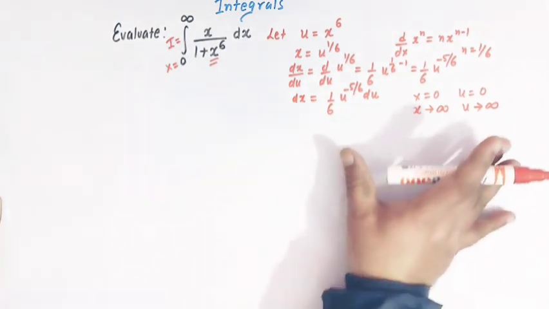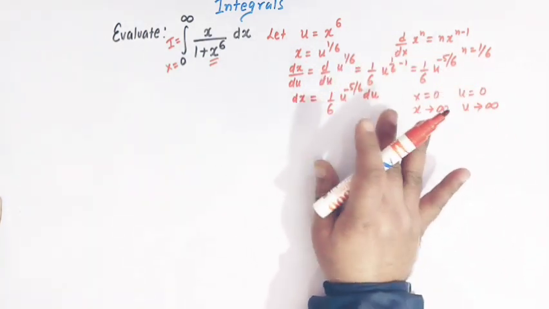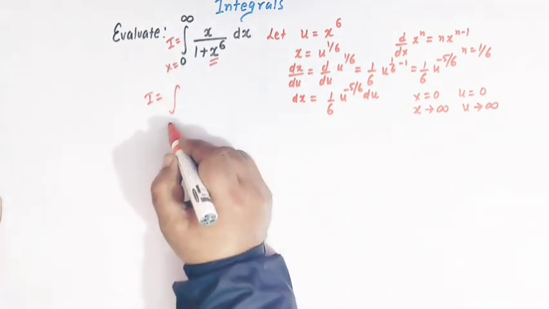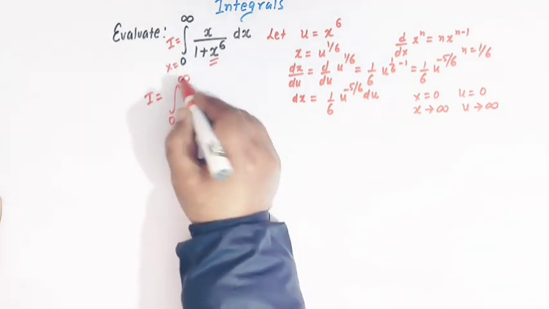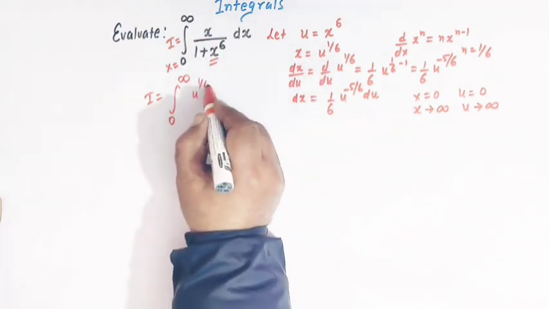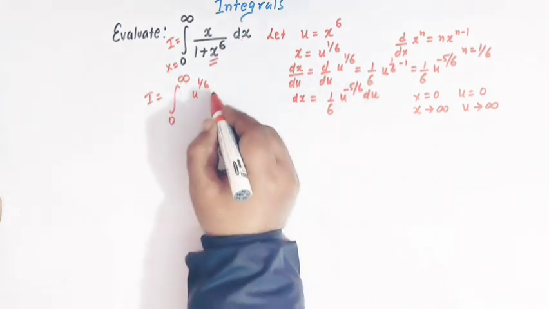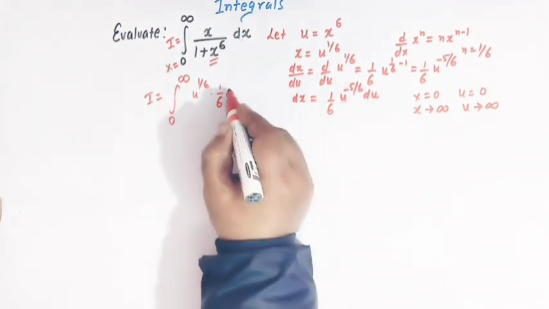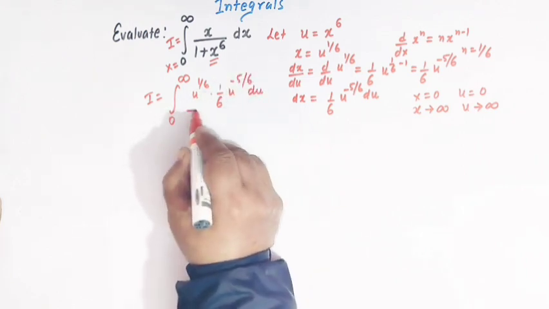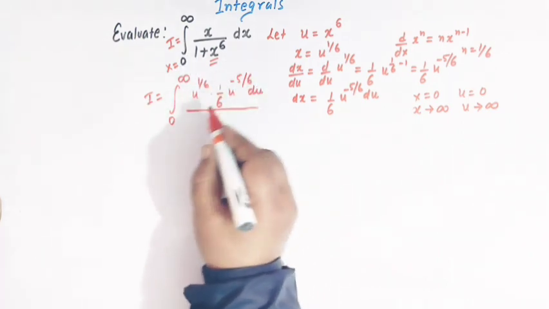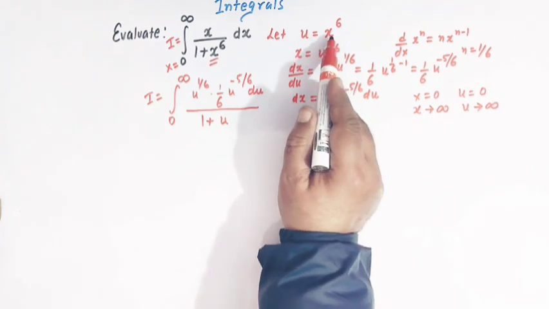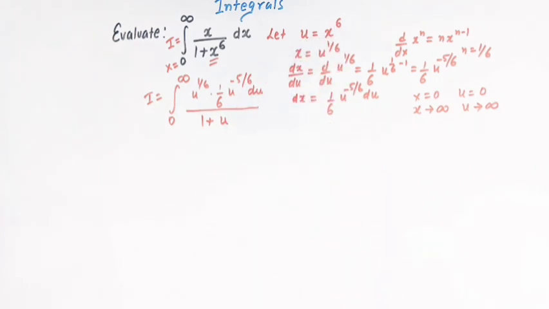So now, once doing all this, we'll write I in terms of u. So we have 0 to infinity. For x we can write u raised to 1 over 6. For dx we can write 1 over 6 u raised to minus 5 over 6 du, and now in the denominator we have 1 plus u, because x raised to 6 is assumed to be u.